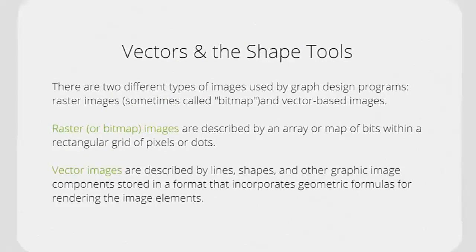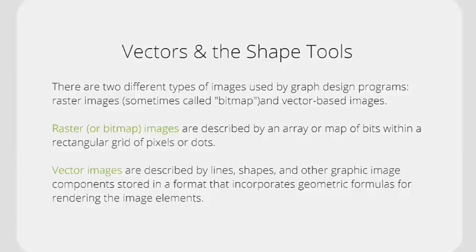Now, what are vectors? Vectors are described by lines, shapes, and other graphic image components. And very basically, they're actually a mathematical concept. In Photoshop or even in Illustrator, a vector is a shape that is determined by points within a grid. Very simply broken down, it is a calculation by the Adobe program. It is described by lines, shapes, and other graphic image components, and it's stored in a format that incorporates geometric formulas for rendering these shapes. These geometric formulas create the shapes that you see on screen, and that's a vector.